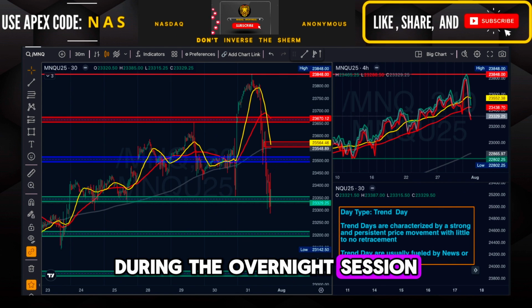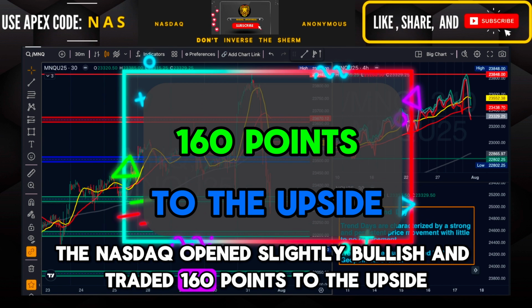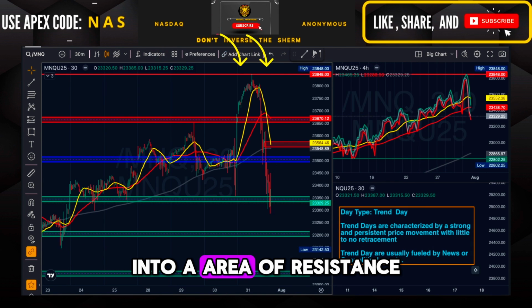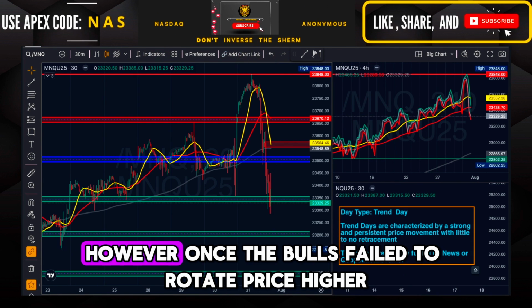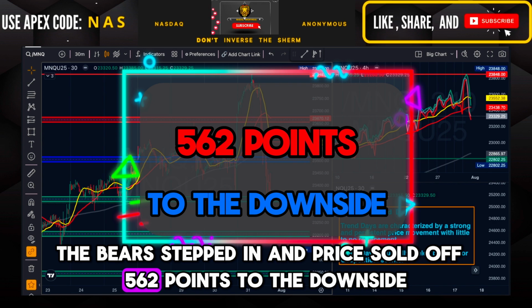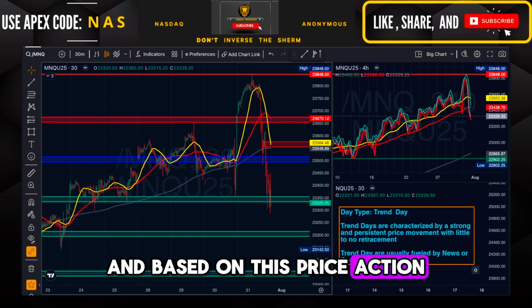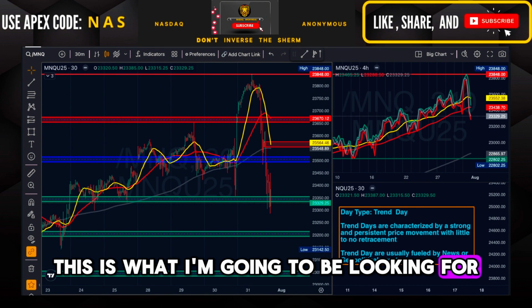During the overnight session, the Nasdaq opened slightly bullish and traded 160 points to the upside into an area of resistance. However, once the bulls failed to rotate price higher, the bears stepped in and price sold off 562 points to the downside going into the close of the session. And based on this price action, this is what I'm going to be looking for.